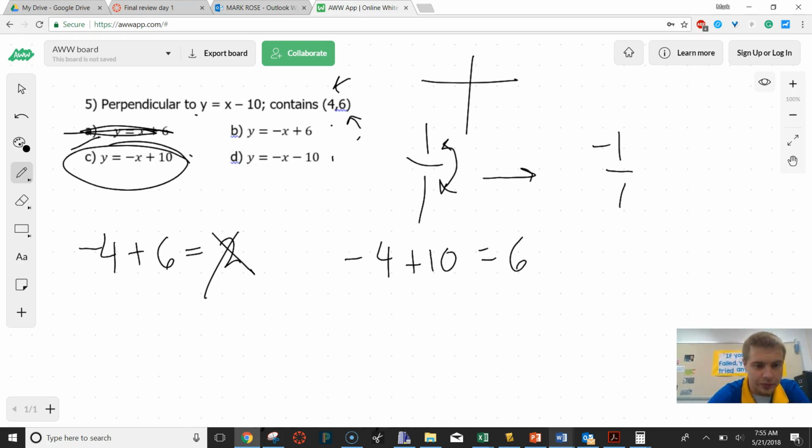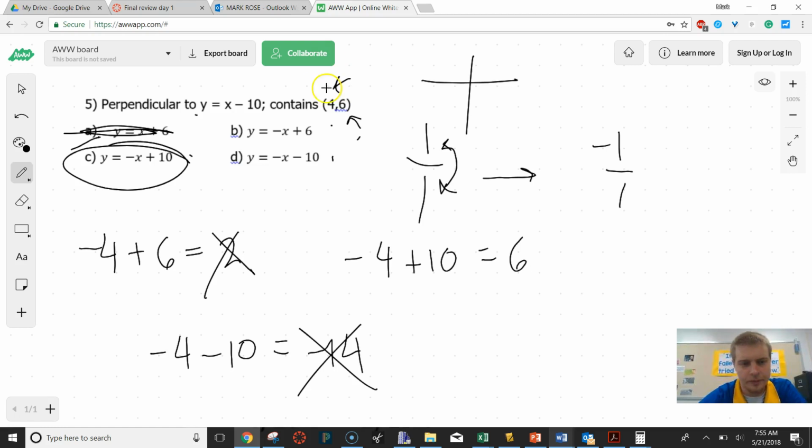I'm going to check the last one to just show you that it doesn't work. So that'd be -4 minus 10, which would give you -14. So of course that doesn't work. So again, this has to be the correct answer. So for perpendicular, figure out which one's slope is the opposite, and then after you do that, then you can just check by plugging in the points. Let's try the next one.